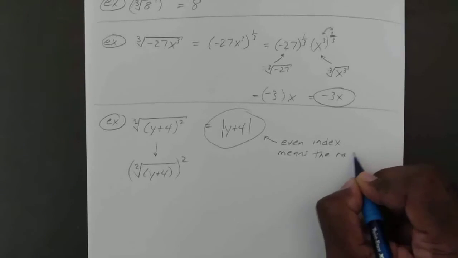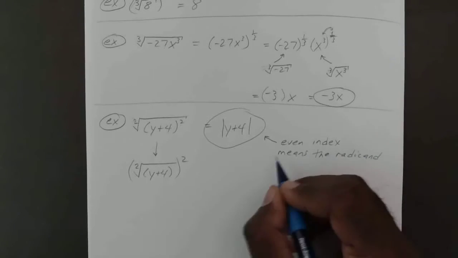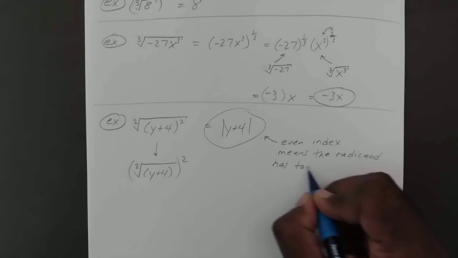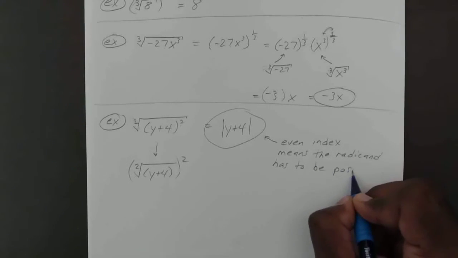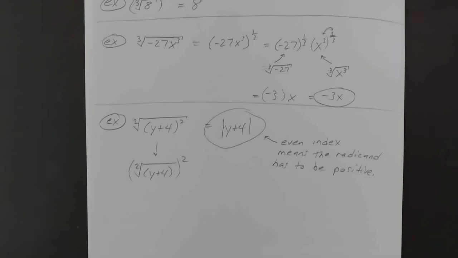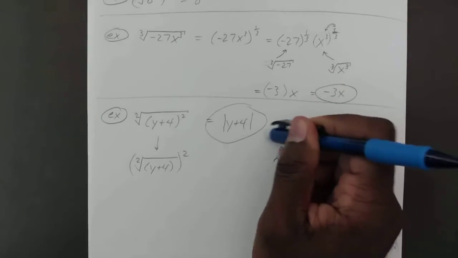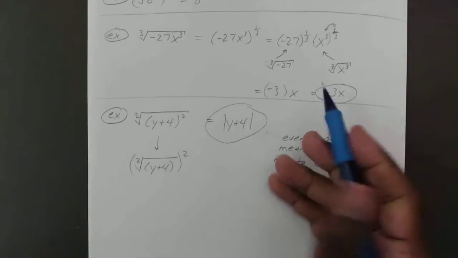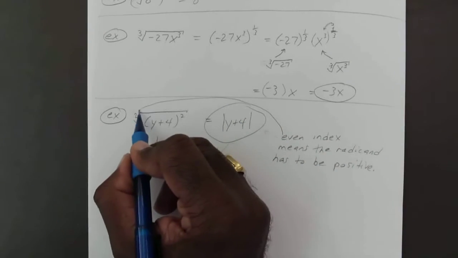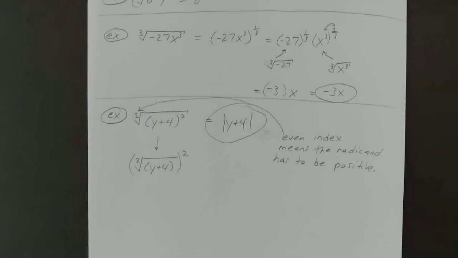That means the radicand has to be positive. Actually, I should have pointed to the... there we go. All right, so any questions on that one? All right.